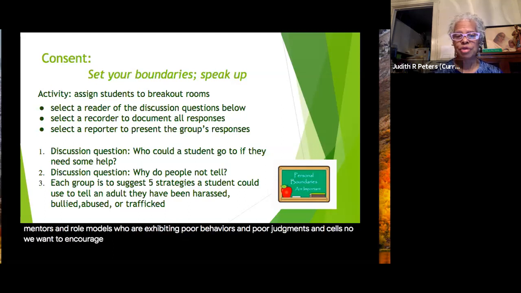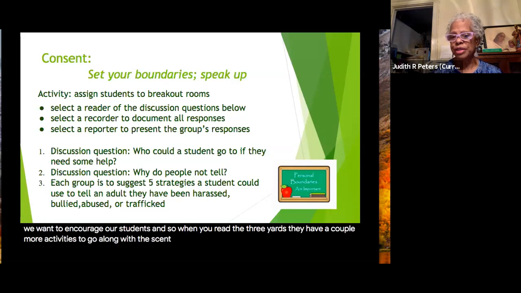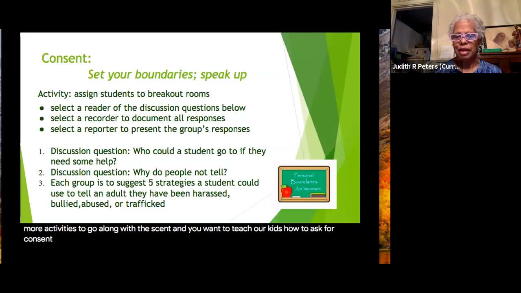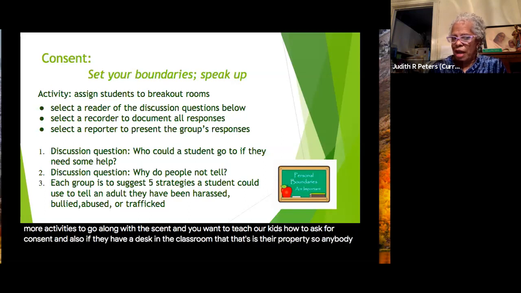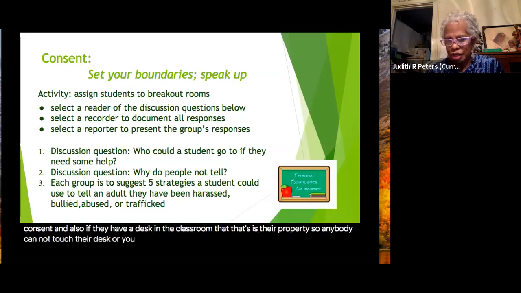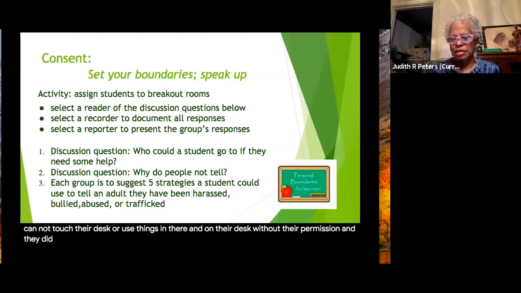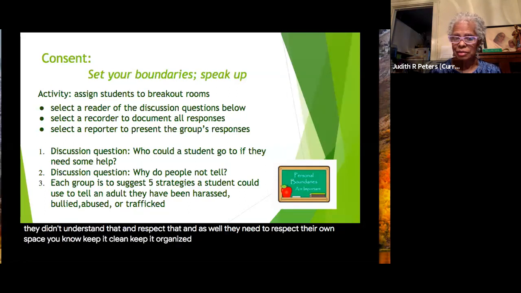We want to encourage our students. And when you read the 3 R's, they have a couple more activities to go along with consent. You want to teach our kids how to ask for consent. Also, if they have a desk in the classroom, that desk is their property. So anybody cannot touch their desk or use things on their desk without their permission. They need to understand that and respect that, and respect their own space. Keep it clean, keep it organized. We have to teach them early on, decorate it, those kinds of things.